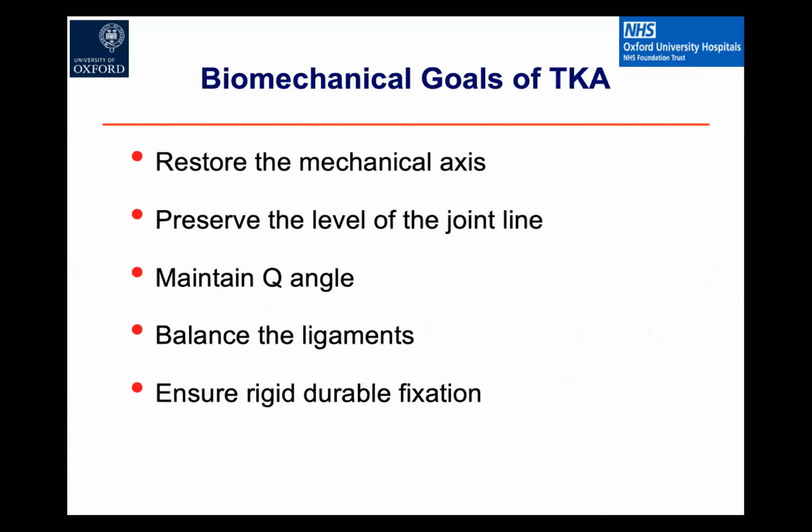Biomechanics of TKA. What are the biomechanical goals of TKA? One is to restore the mechanical axis of the knee. Two is to preserve your joint line, maintaining the Q angle, as I stressed, balancing your ligaments, and ensuring a rigid, durable fixation.